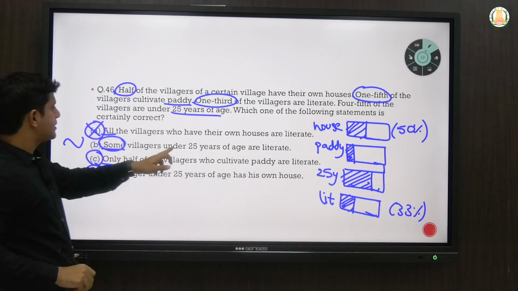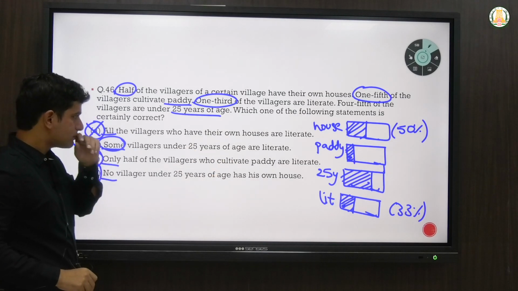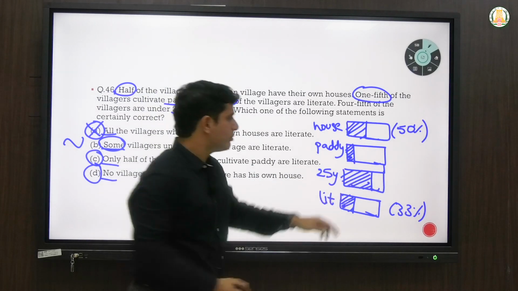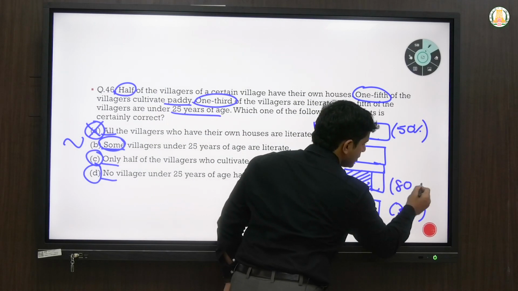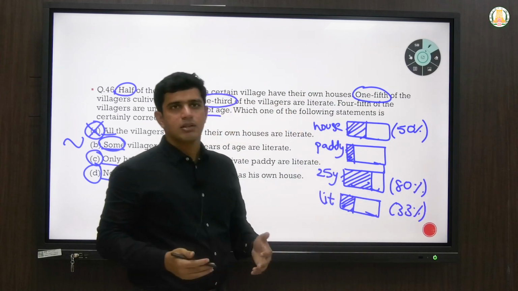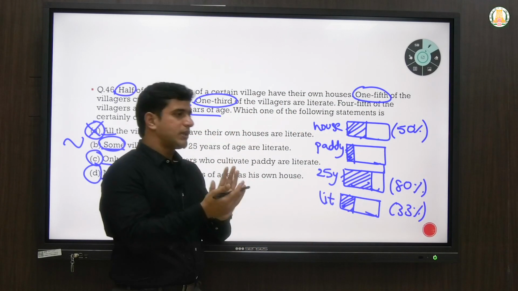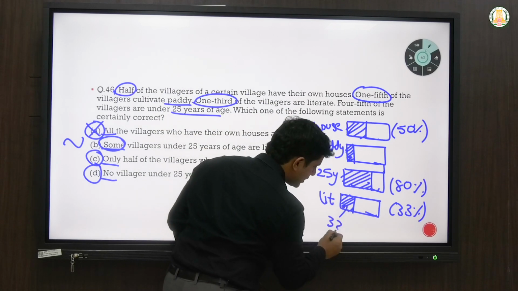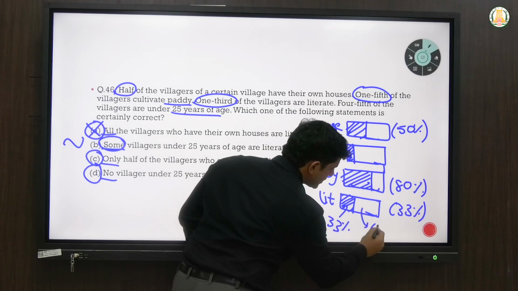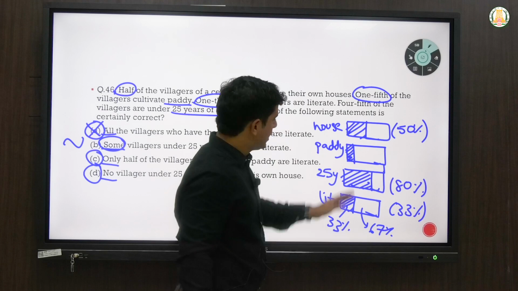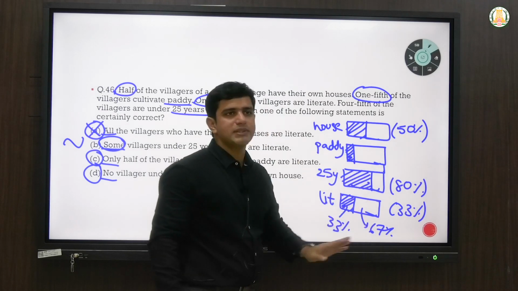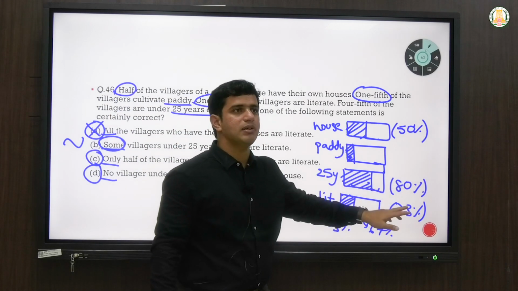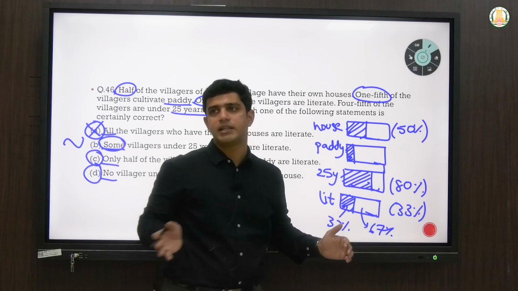Then he's saying some villagers under 25 years of age are literate. So if you see, almost 80% of the people are under 25 years. Now he's saying some of them are literate. So we have to go by the opposite. Let's see how many are not illiterate. From this statement, you know that 33% are literate, which means almost 67% are illiterates. Let's say all this 67% belong to 25 years and less age. That means still there will be 13% of people who are under 25 years who are not illiterates.